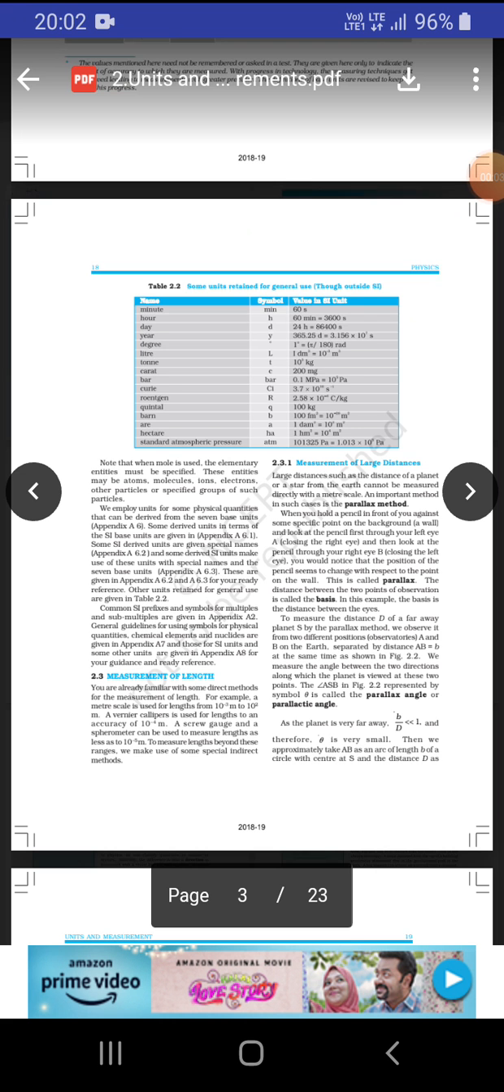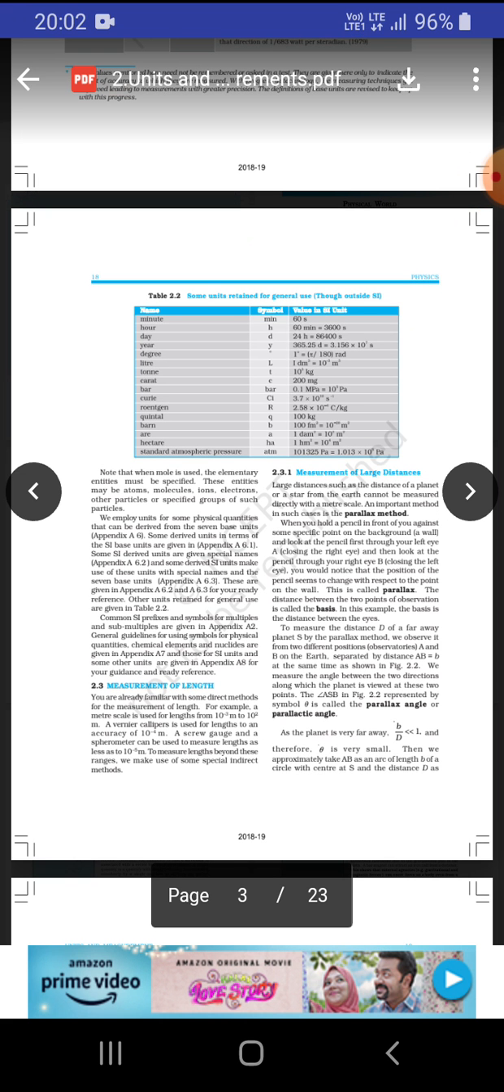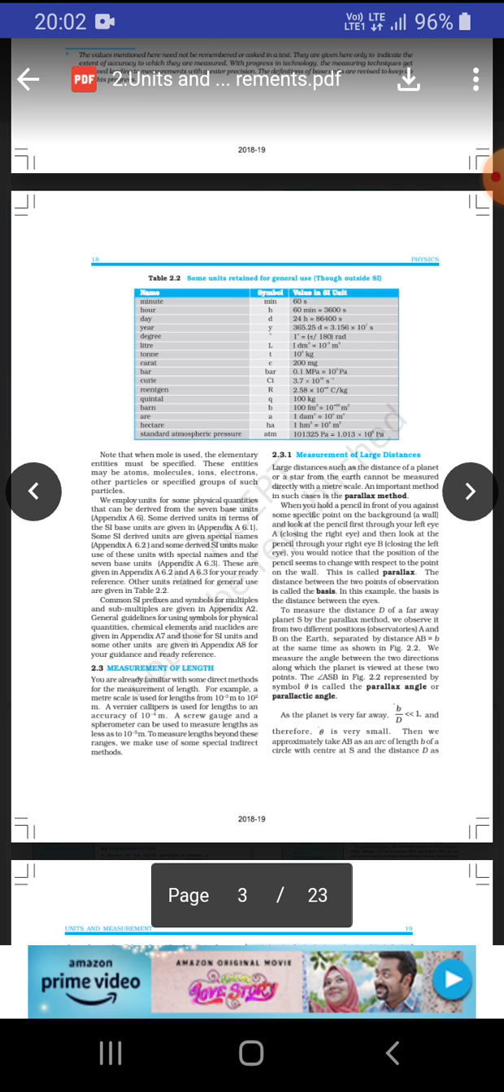Large distances, such as the distance of a planet or a star from the Earth, cannot be measured by a direct meter scale. An important method in such cases is the parallax method, which we use to measure the distance of a planet from Earth.